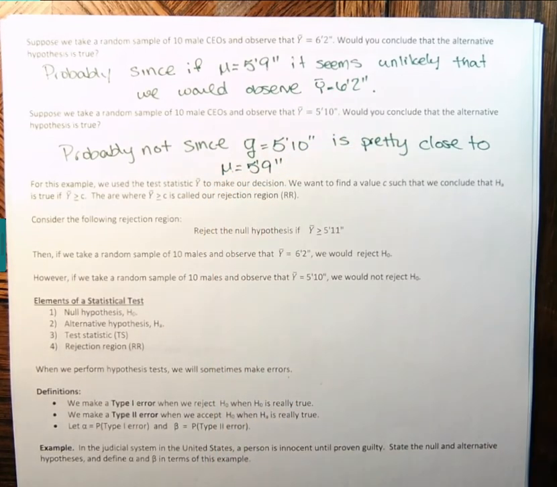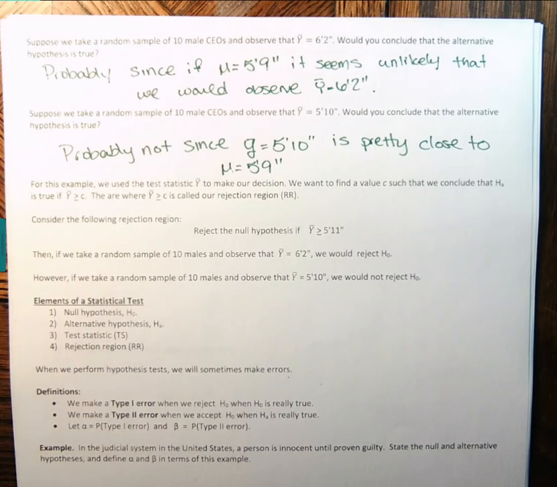So in this case, the answer is probably not. And so for this example, we use the test statistic y bar to make our decision. The idea here is we want to find a value c such that the alternative is true if y bar is greater than or equal to c, where y bar greater than or equal to c is called our rejection region. Previously in your intro stat classes, you focused on using p-values to conclude hypothesis tests. This is another way to do that, and as we talk about this, I'll show you that it's really the same idea.